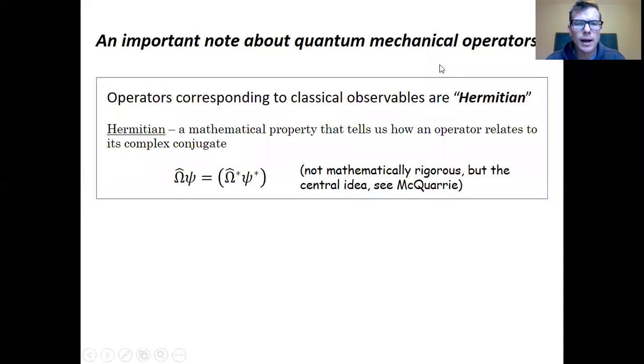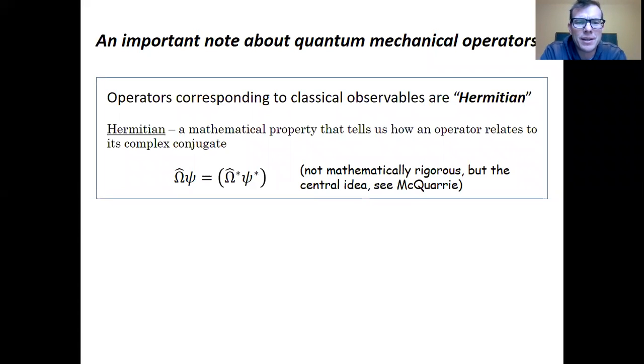Okay, hi everyone. We're talking about the postulates of quantum mechanics, and in the previous couple of videos I talked about operators. Before we move on to the next postulate, I need to give you one important note about quantum mechanical operators. And that is that operators corresponding to classical observables are Hermitian.